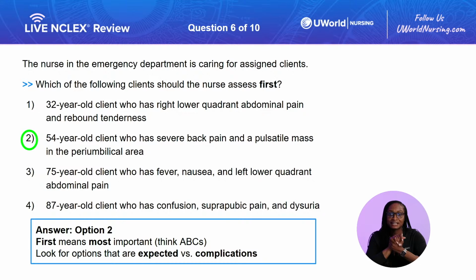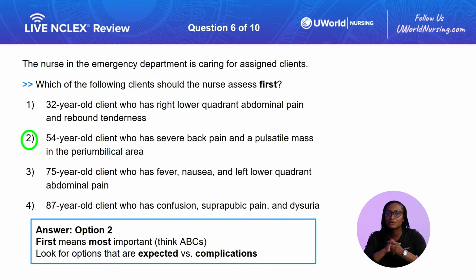Option 1, some of you guys got this right. The 32-year-old with right lower quadrant pain. This is showing signs of appendicitis. It is a priority because we need to make sure that the appendix also doesn't rupture, but that AAA is a higher priority because that aorta is such a big blood vessel that you can very quickly bleed out. So we need to assess that one first. That would probably be the second client.